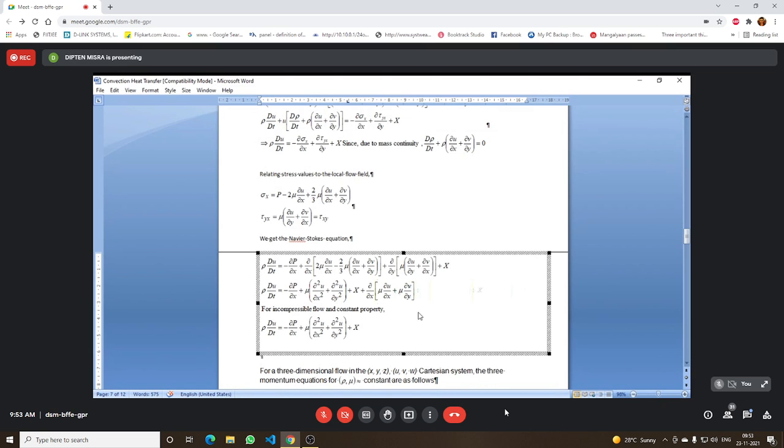Now again, for a constant property, mu will come out. Can this be written for constant density?